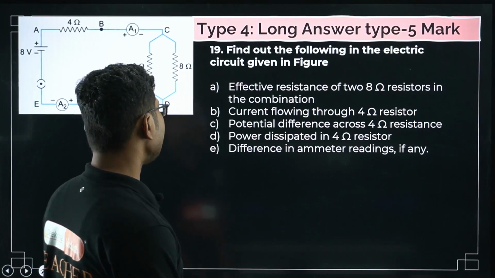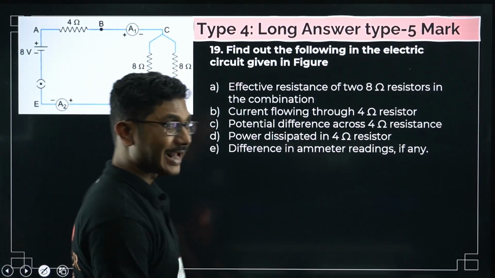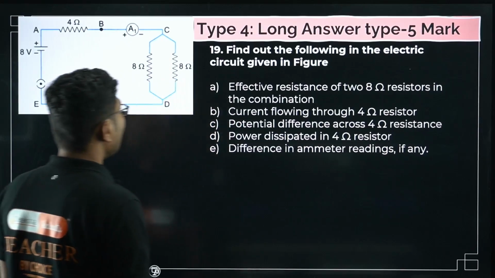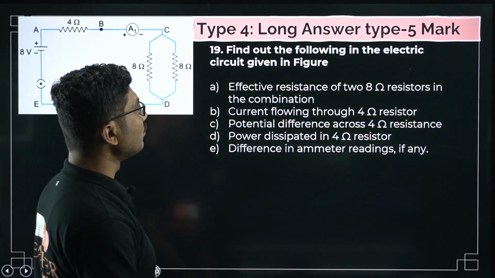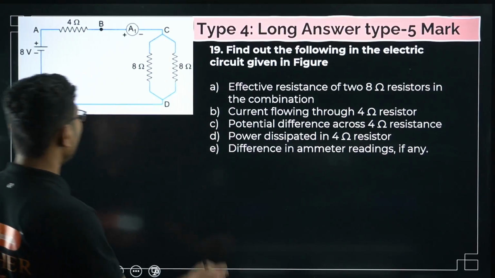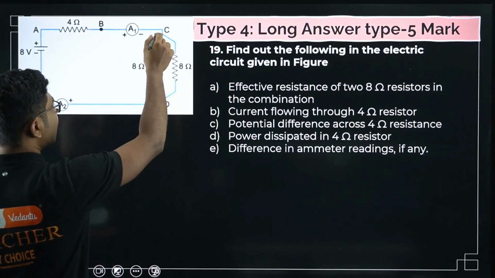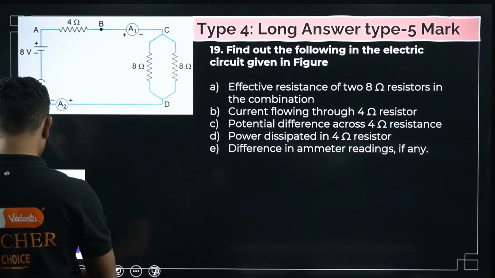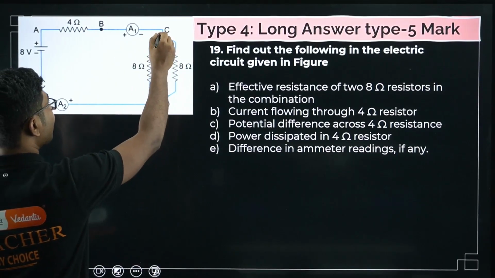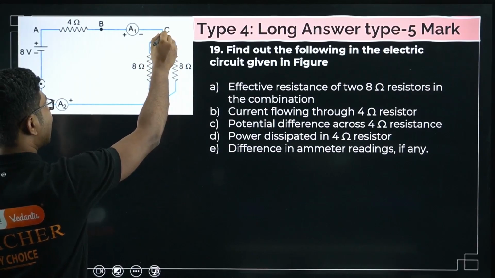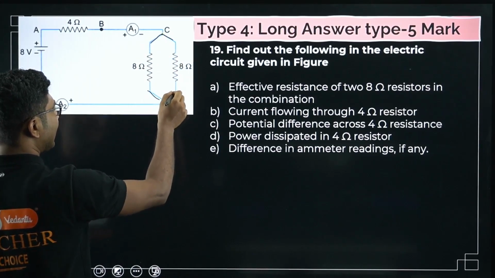Find out the following in the electric circuit given in the figure. So it's a direct question. Effective resistance of two 8 ohm resistors in the combination. Here two 8 ohm resistances are connected like what? The only thing you have to be careful about is that both resistances start from the same point and end at the same point.